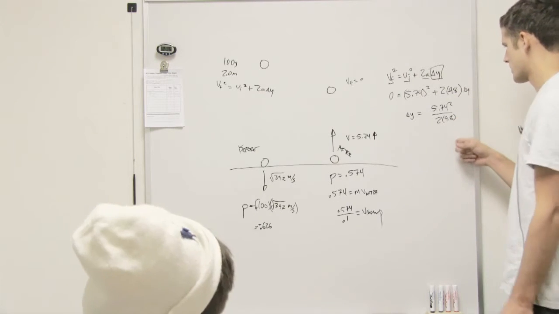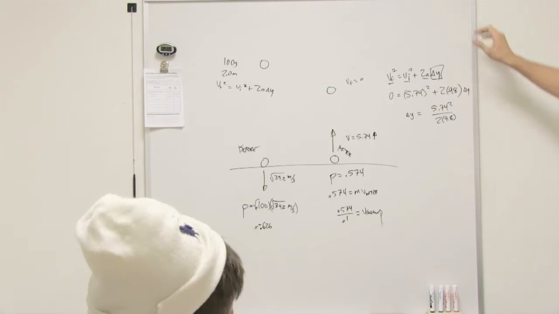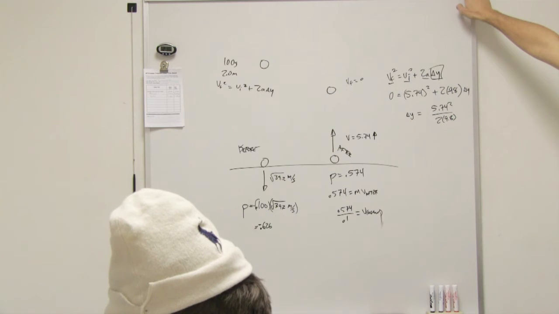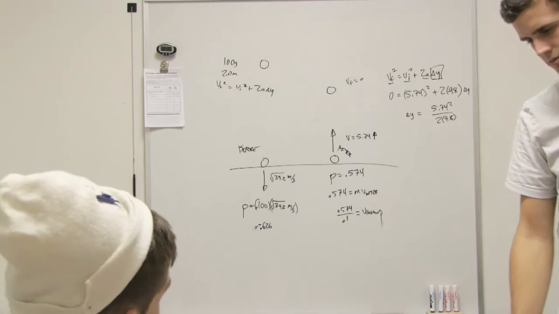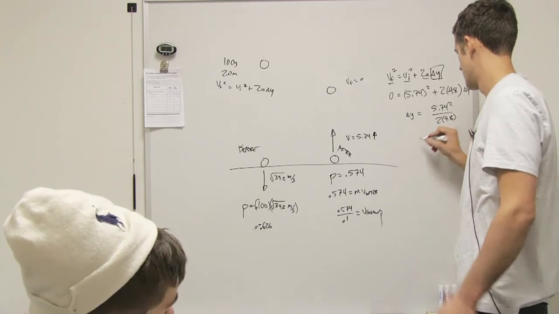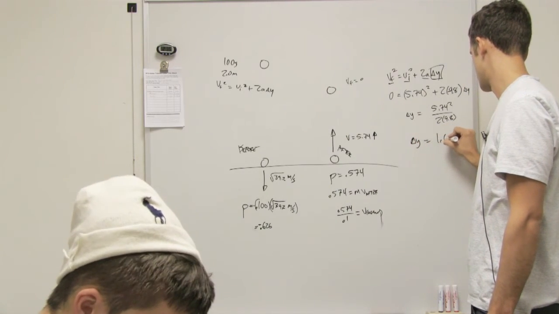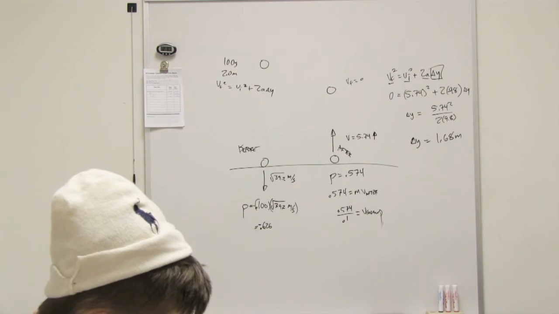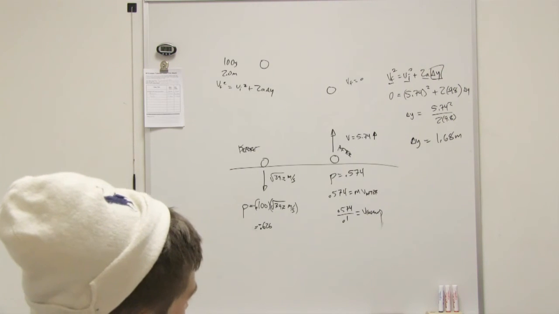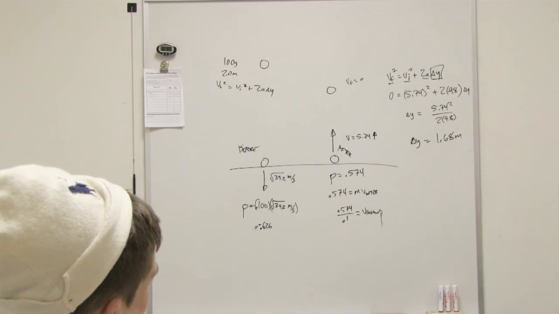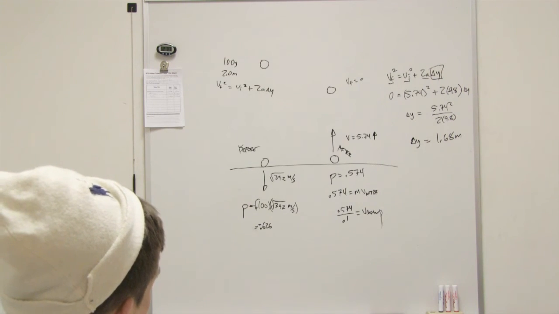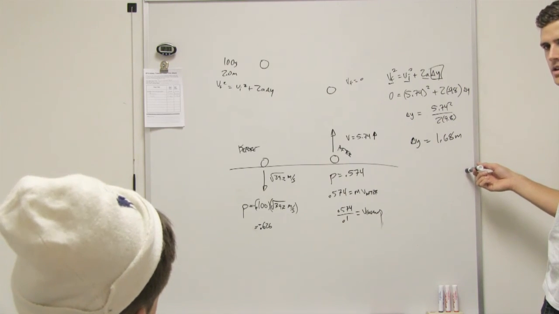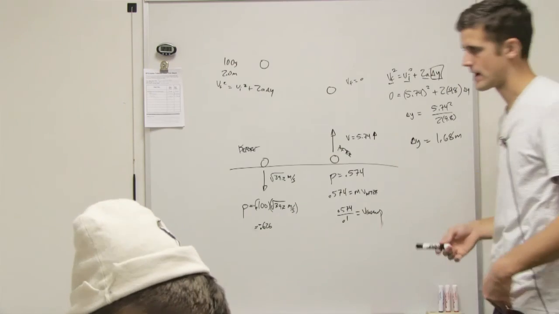So 5.74 squared over 19.6. What's that? It comes out to be 1.68. Okay. So delta y equals 1.68 meters. So if you have a ball, you drop it from 2 meters, it hits the ground and it has that impulse, it'll bounce back up to 1.68 meters. Does it make sense that it would only go to 1.68 meters? Yeah, because it started at 2, it probably won't bounce back quite as high.